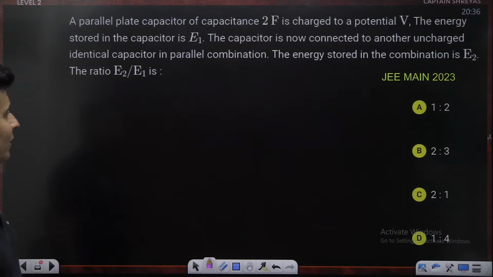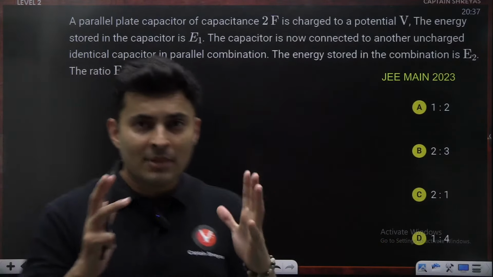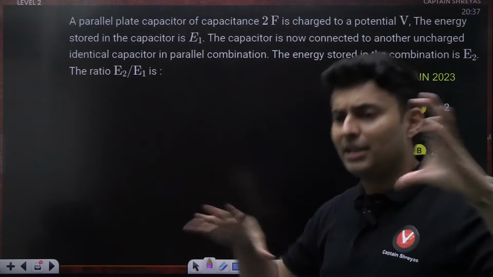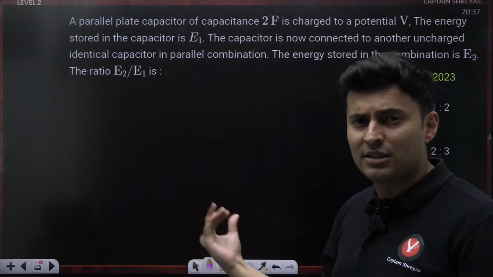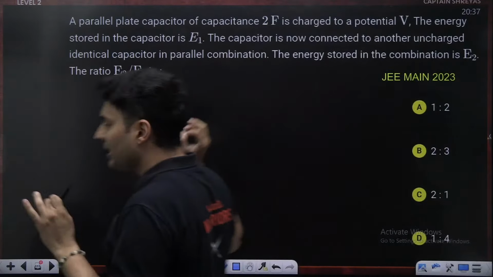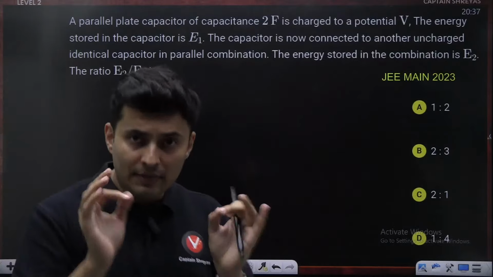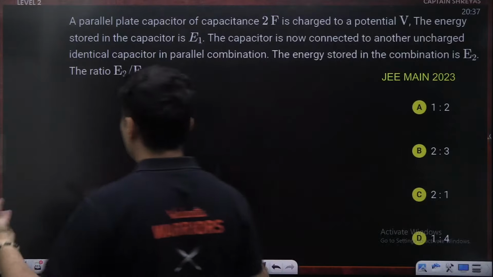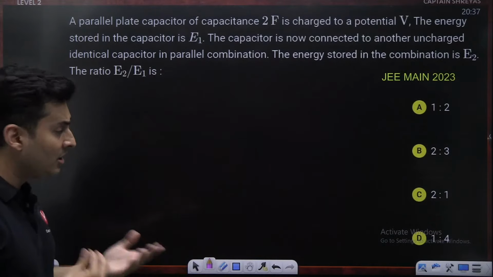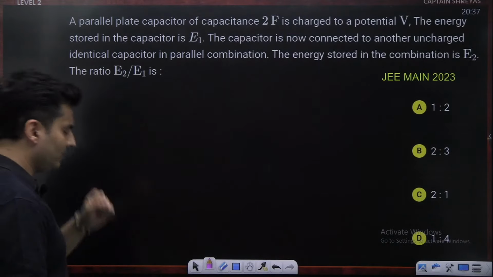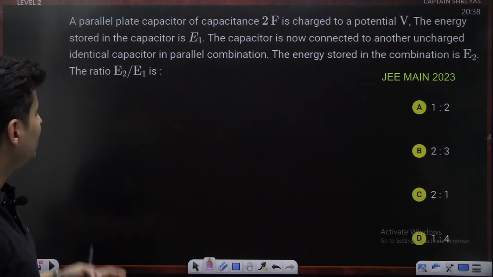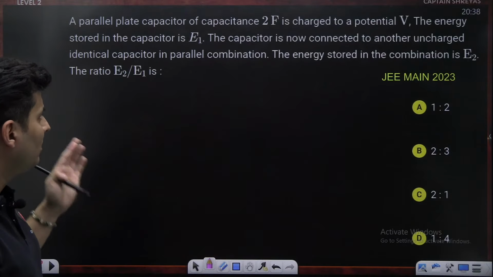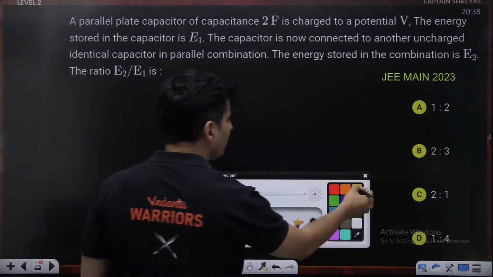Now, there are some more variety of questions which I want you to tackle. These are the last type where a charged capacitor is connected to an uncharged one, or to another charged capacitor, and energy transfer. Okay, all these kind of questions. A very, very simple technique I will teach you to solve these questions where a capacitor is connected to another capacitor and you have to find energy, charge, voltage, etc. Okay, a parallel plate capacitance is charged, energy stored is E1. Now connected to another in parallel, energy stored is E2. Find the ratio.